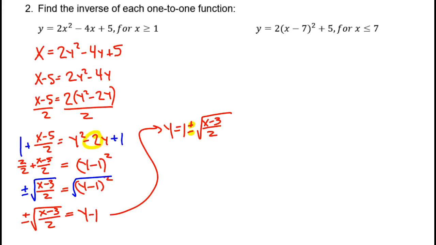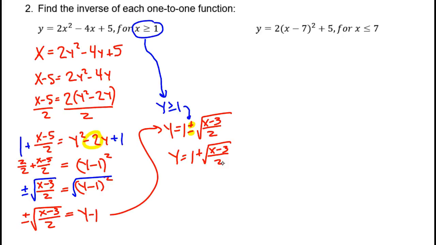And now I'm going to go back to something from the very beginning of the problem, and that's this little domain restriction right here. Remember that a domain restriction of x greater than or equal to 1 turns into a range restriction in my inverse: y has to be greater than or equal to 1. Since y has to be greater than or equal to 1, I need to pick the positive value. So my final answer is y equals 1 plus the square root of x minus 3 over 2.